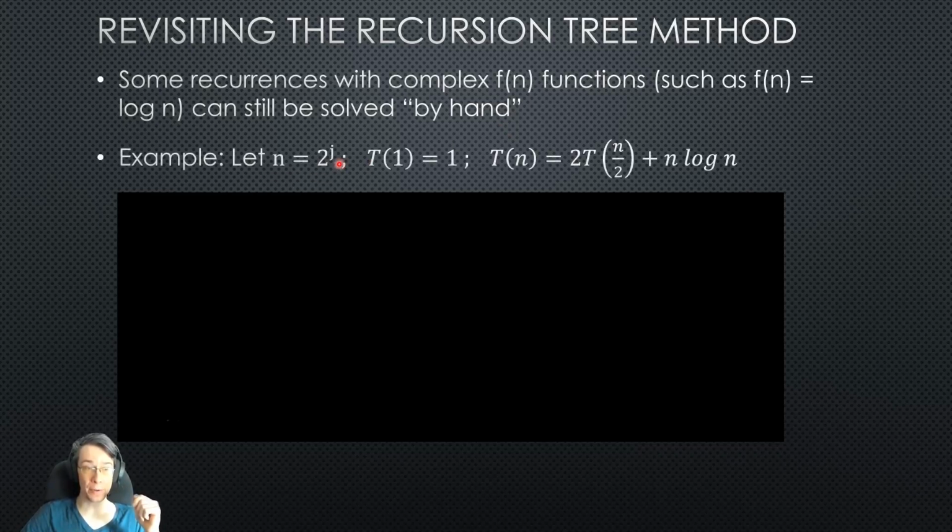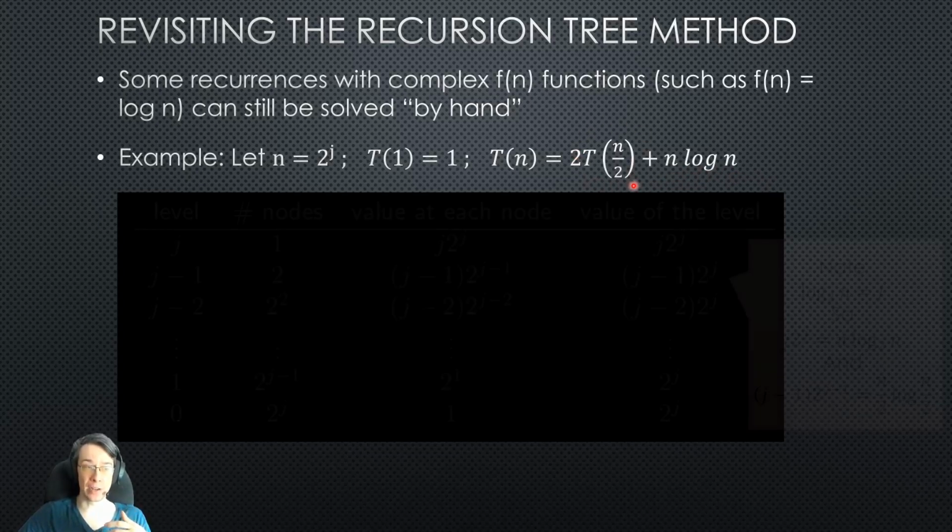So let n be 2 to the j. This is the usual power of b assumption, but in this case, we're just going to do powers of 2. T of 1 is 1, and t of n is 2 times t of n over 2 plus n log n. So here's a simple example. This is sort of like a merge sort recurrence, except instead of linear time for the merge, we're going to do n log n time for the combining step, or the work that's done at each node besides the recursive calls.